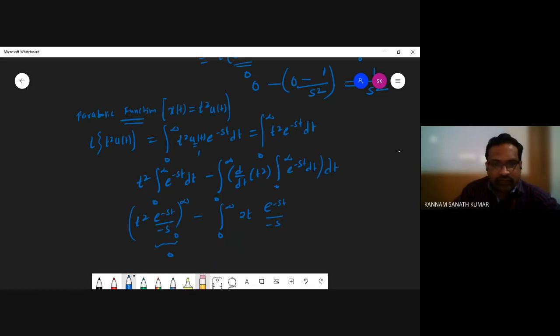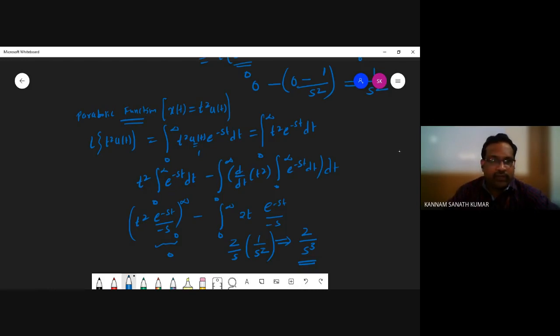So minus into minus plus 2 by s. Okay, 2 by s. So integration 0 to infinity t into e power minus st, what you are getting, 1 by s square you are getting. Okay, we already seen for the ramp signal. So that means for the parabolic signal what you are getting, 1 by s cube.